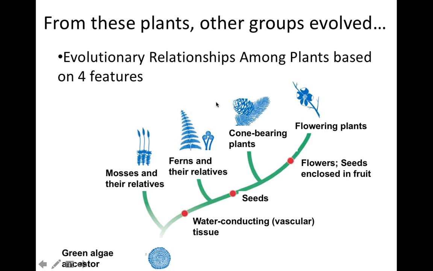Now, we're not going to look at all of these today. That would be kind of nuts to do as a single set of notes. You would be here forever. But to finish up these notes, we're going to look at the life cycle of mosses and their relatives. Of the 4 that you see here, this is the most similar to what the first plants on Earth were, according to the fossil evidence.